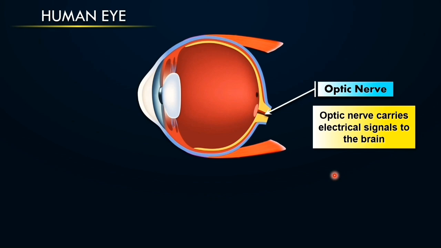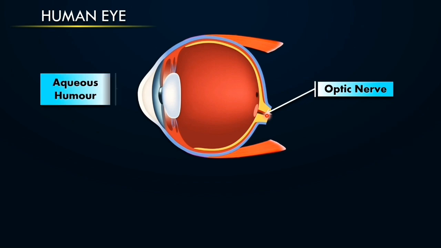So optic nerve carries electrical signals to the brain. So optic nerve আমাৰ ৰেটিনাৰ পৰা ব্ৰেইনলে ইলেক্ট্ৰিকেল সিগনেল বা নাৰ্ভ ইম্পালস ক্যাৰি কৰি লৈ যায় for perception. And as you can see here, it is located at the posterior portion of the eyes. Basically, this optic nerve act as a carrier. Clear everyone?